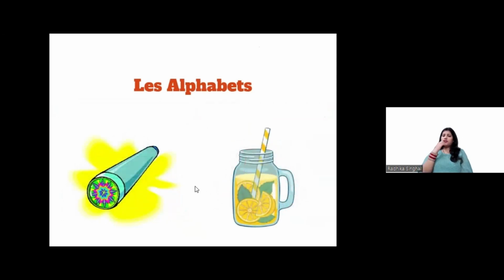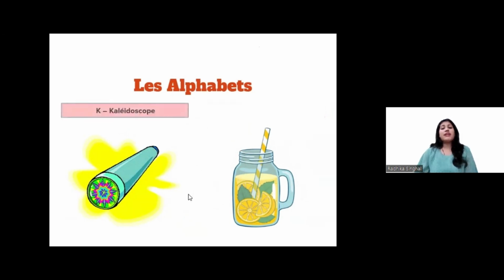Ooh, these are interesting. The first image might be confusing for some. Second image is easy. So the first image is from the letter K, kaleidoscope. Kaleidoscope is in English a device where when you see inside the tube, you see colorful patterns because there are mirrors inside. And then from L, we have limonade. Just repeat after me. Limonade.